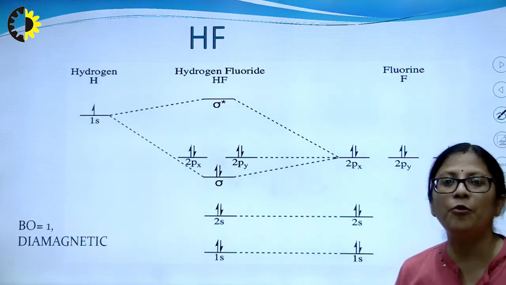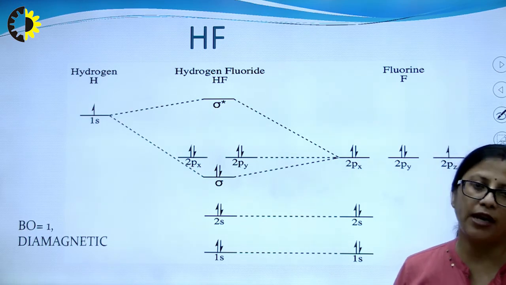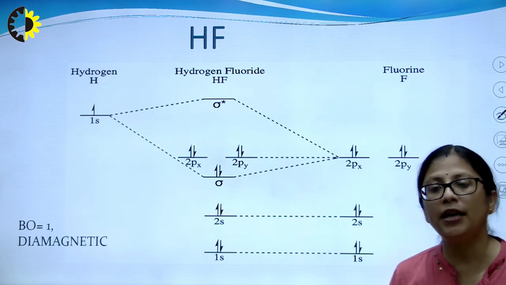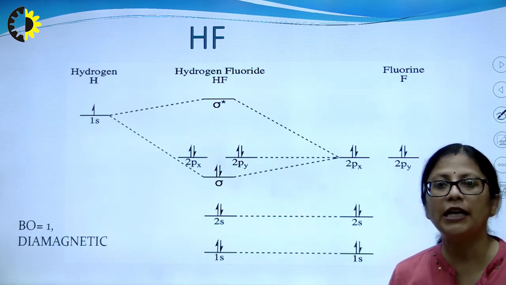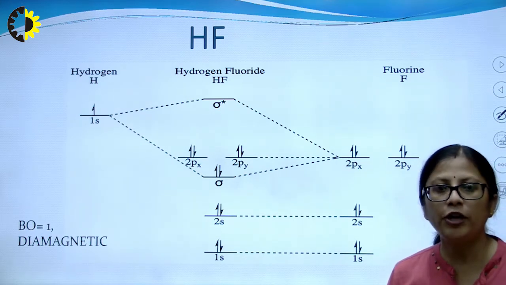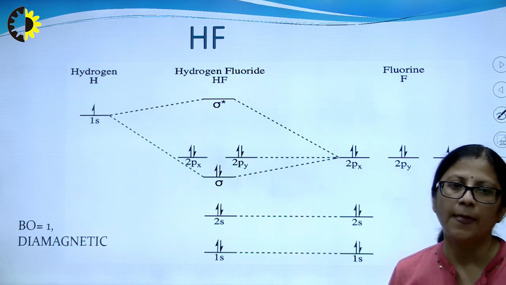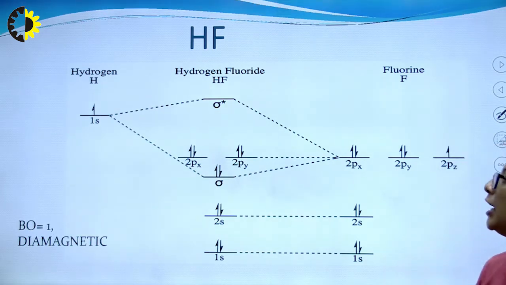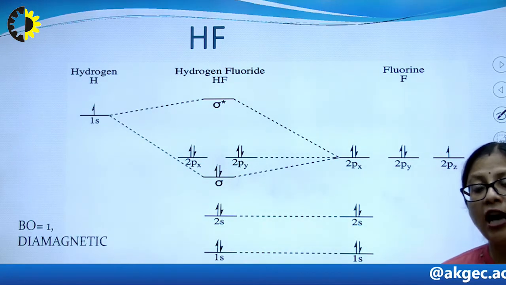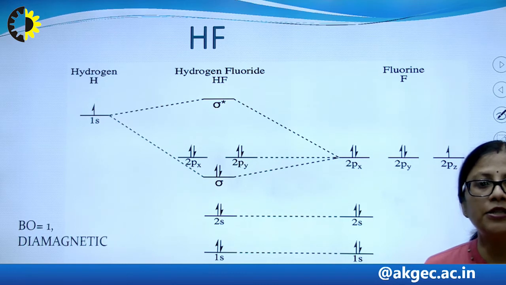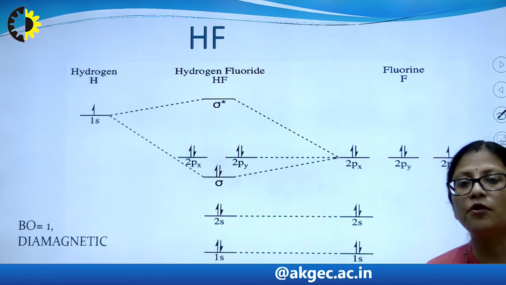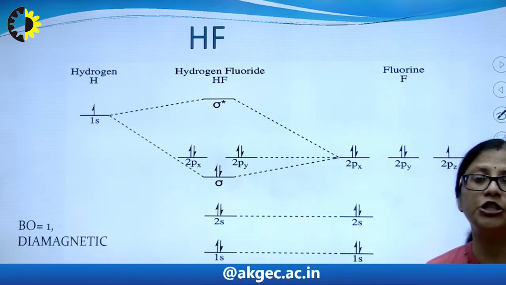Now, this is the MO diagram for hydrogen fluoride, that is the HF molecule. Since hydrogen has only one electron, this electron is a high energy electron, and fluorine has a total of 9 electrons and it contains only one electron which is unpaired. So, this hydrogen high energy electron does not interact or form a bond with 1s and 2s of fluorine because of the high energy difference.